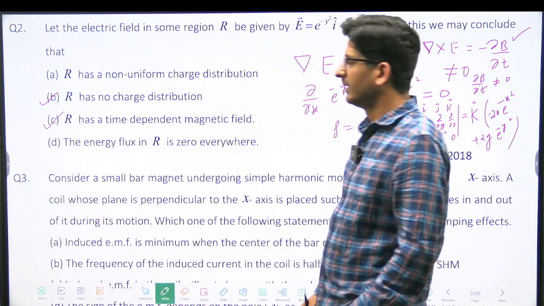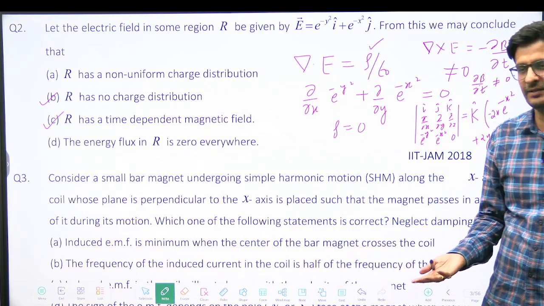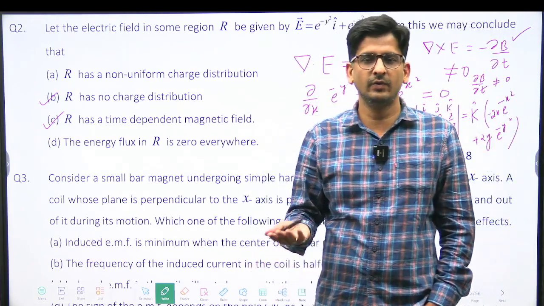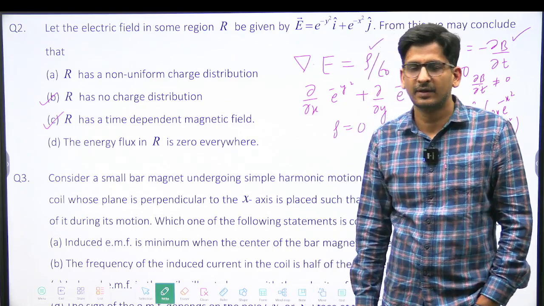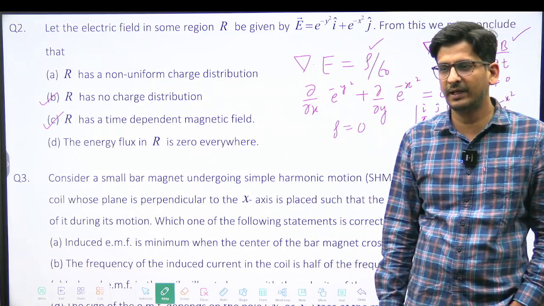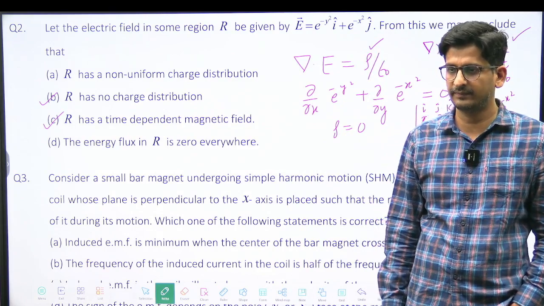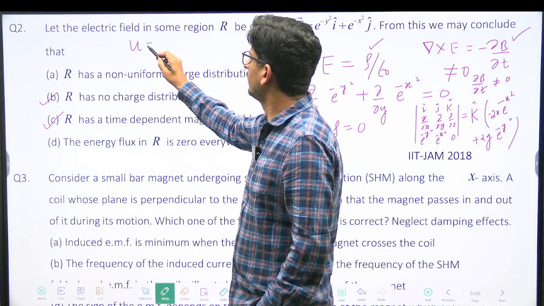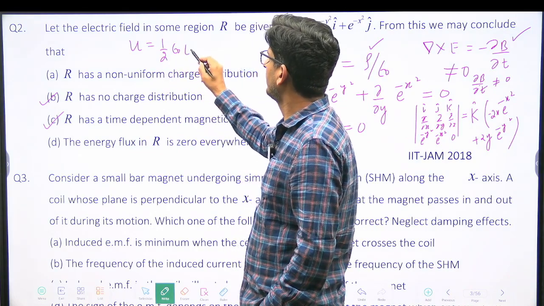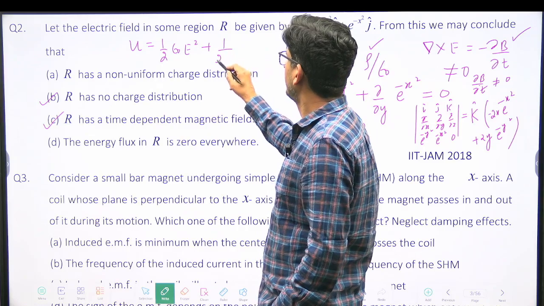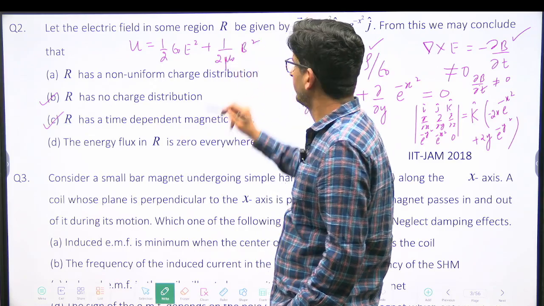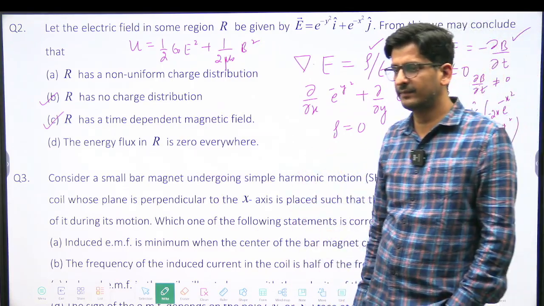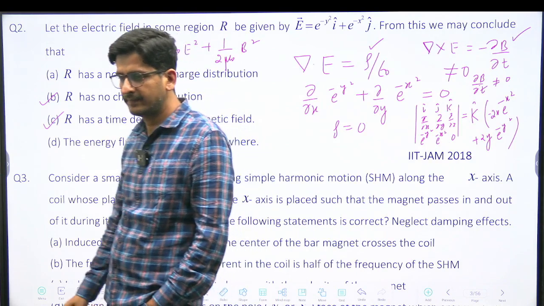Okay, and obviously we will get energy densities also, because you have electric field, you have magnetic field. So you will calculate energy density as 1 upon 2 epsilon naught E square plus 1 upon 2 mu naught B square. Okay, class 12, U is equal to 1 by 2 epsilon naught E square plus 1 by 2 mu naught B square. Okay, so this will be your energy density. So obviously both are there, we will be able to calculate. Okay, yes.